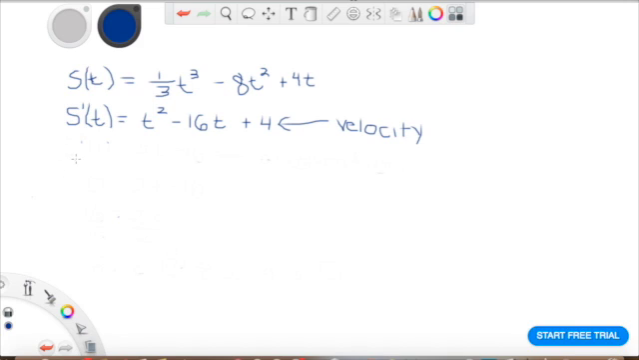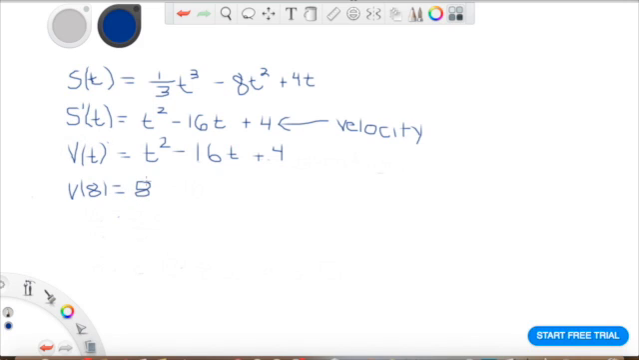I am just going to rewrite that in terms of velocity just so you recognize that. So our s'(t) is just our velocity. So that is t squared minus 16t plus 4. So we are going to place 8 into our velocity function. So v at 8 seconds.